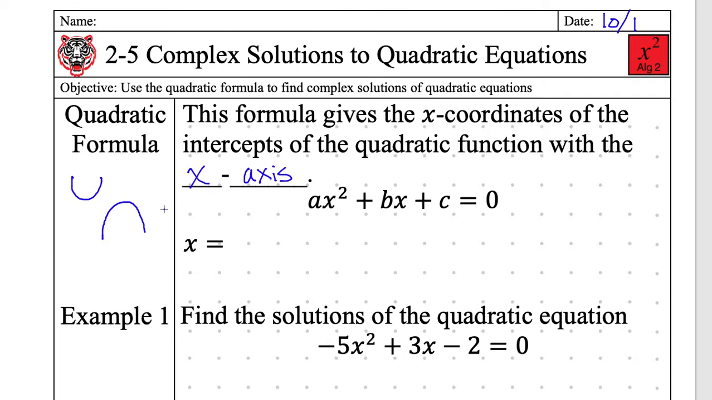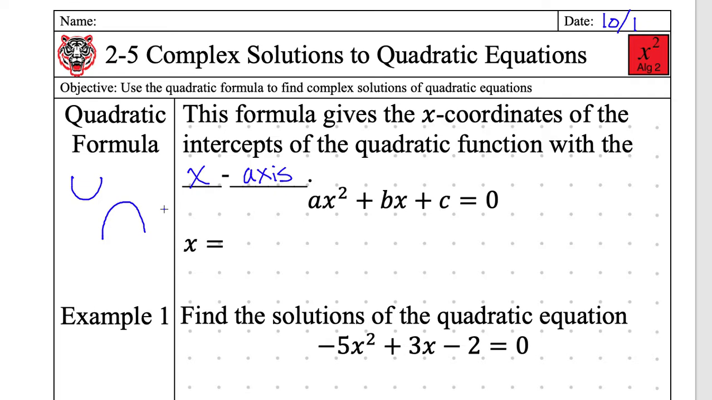All right, so we have some quadratic equation right here, ax squared plus bx plus c, and I'm going to set that equal to 0. If I set it equal to 0, I'm looking for the x-intercepts. Where do these shapes cross the x-axis? That's the main question we're dealing with today.